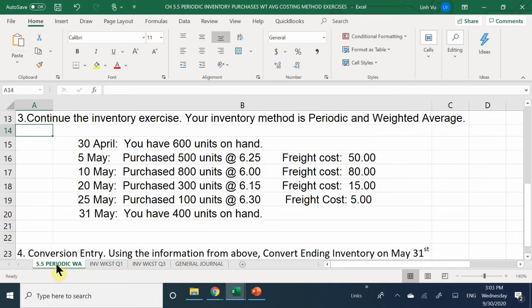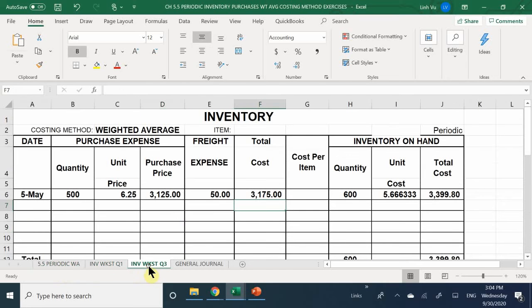Okay, what has happened next? On the 10th of May, we purchased 800 units for $6 each, with a freight charge of $80. So 800, $6, and $80. Here on my inventory worksheet, May 10, bought 800 items at $6 with a freight of $80, giving me my total purchase price of $4,800, and my total cost is $4,880. Good. Okay.